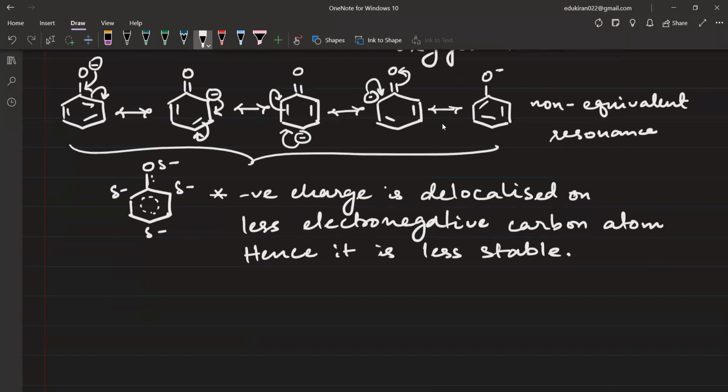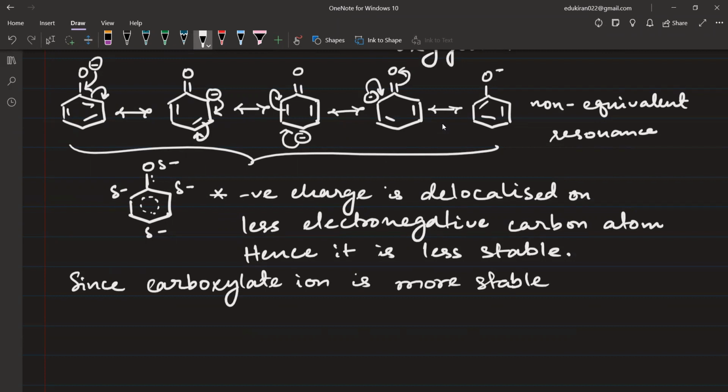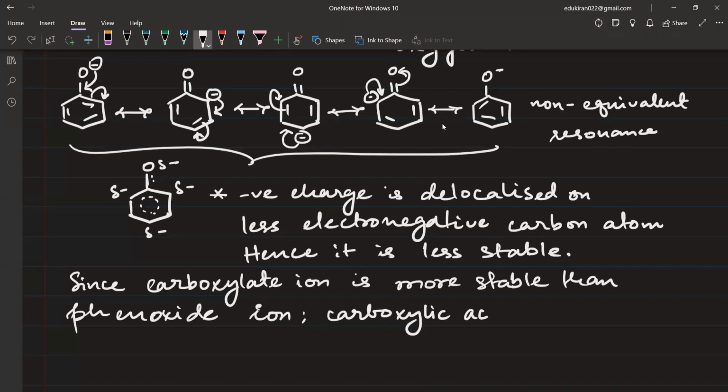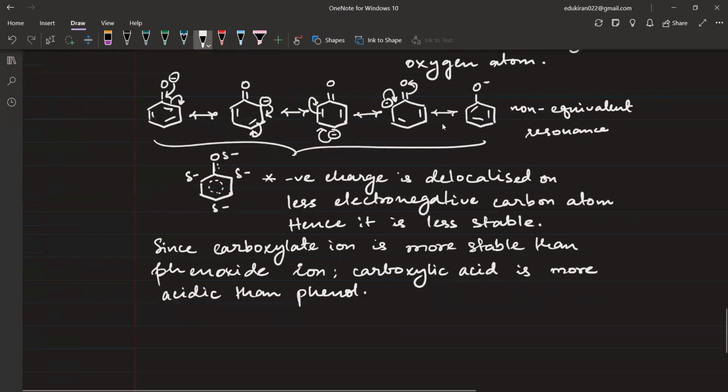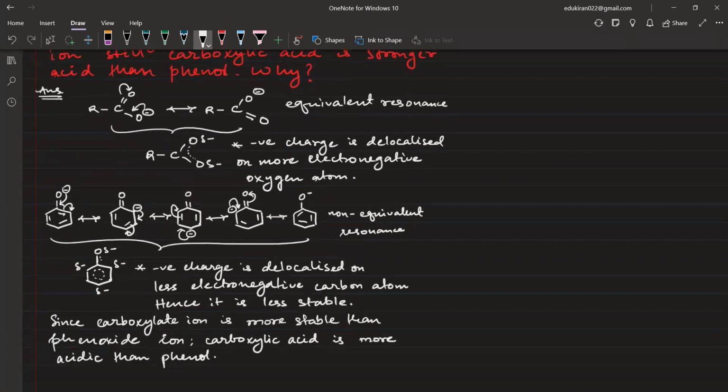Then you can write the last point. Since carboxylate ion is more stable than phenoxide ion, carboxylic acid is more acidic than phenol. Okay, this is the complete answer.